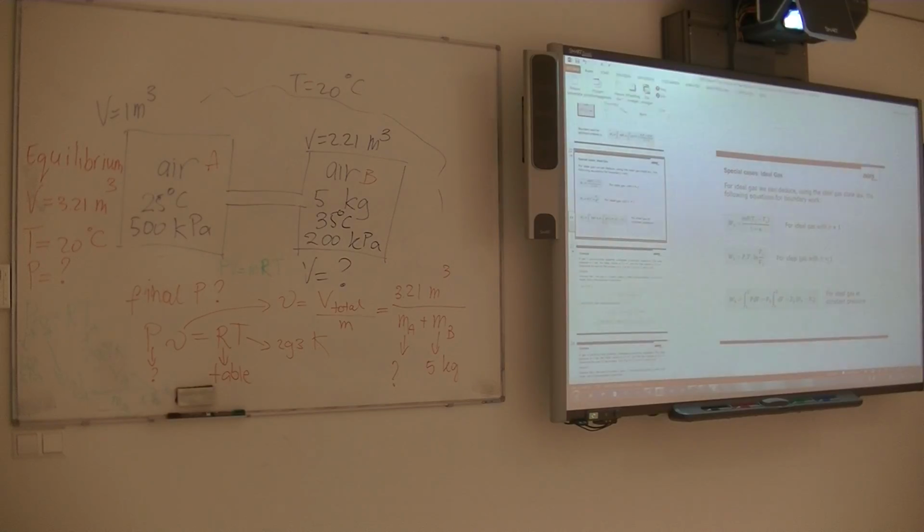Now, if n is 1, then the boundary work is P1 times V1 times the logarithm of the change in the pressure. And for an ideal gas at a constant pressure, this changes to boundary work as pressure times end volume minus initial volume. That's the easiest calculation.